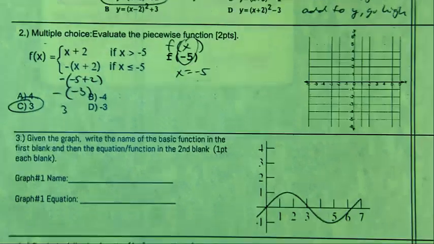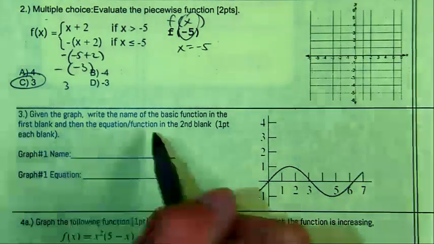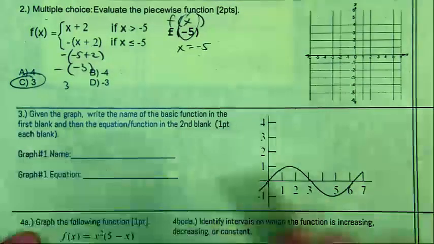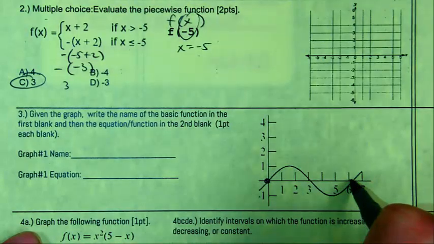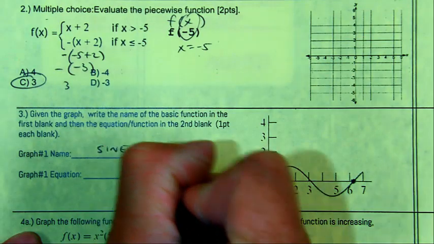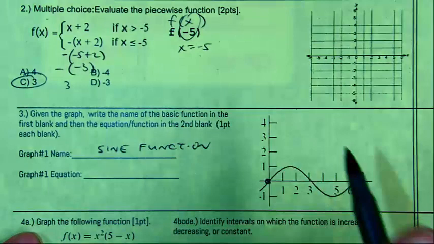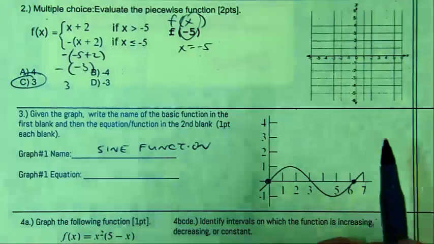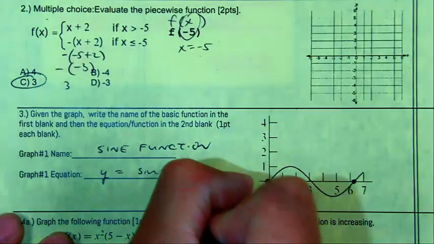Question number 3. Use a graph to write the name of the basic function in the first blank, and then the equation of the function in the second blank. So the name of this is starting here at 0, and here it's going to end at 0. This is called the sine function. The sine function starts at 0, ends at 0, and the equation is y equals sine of x.